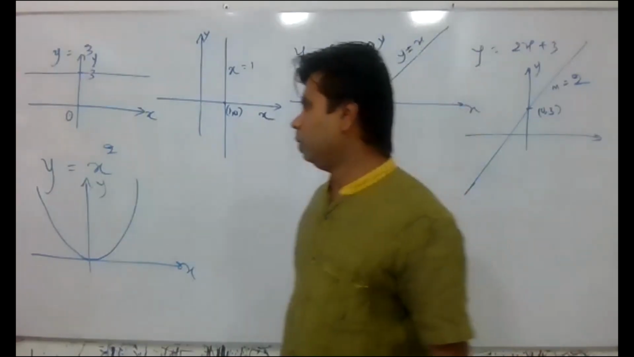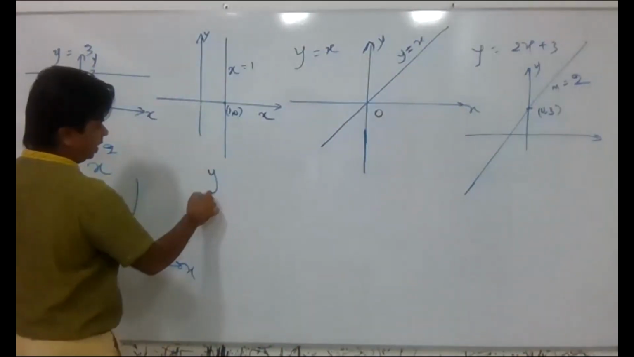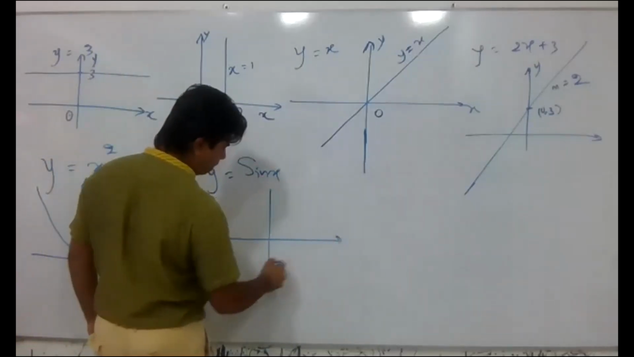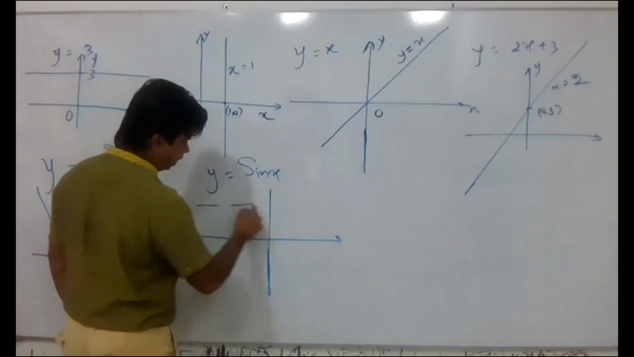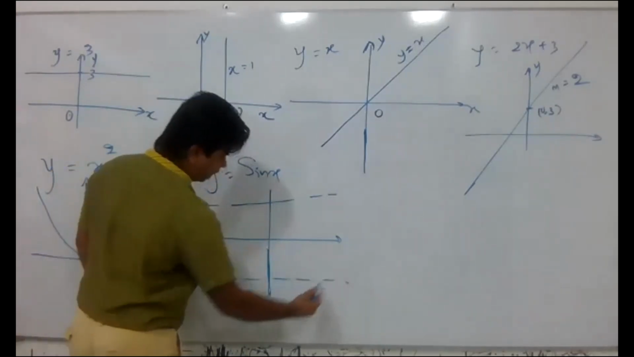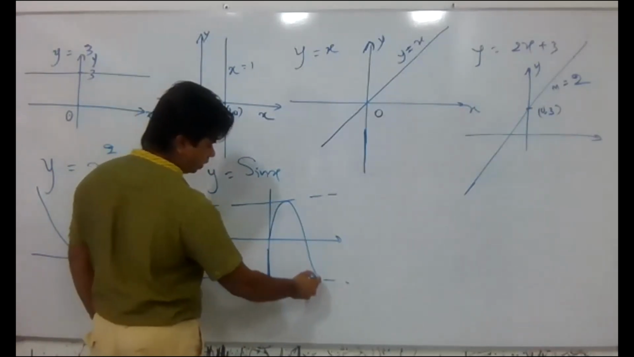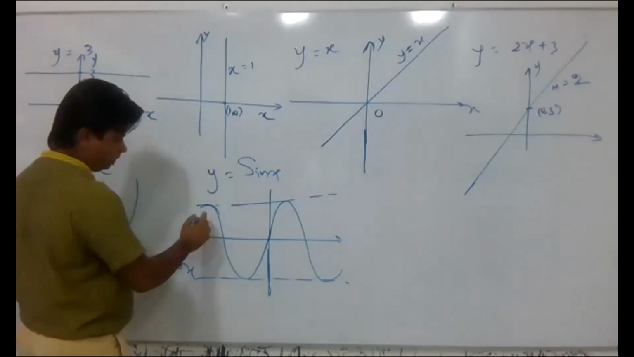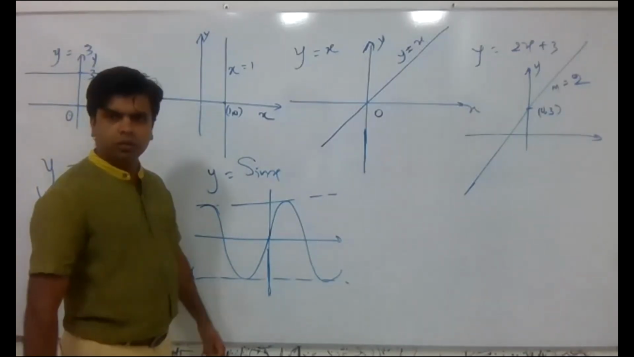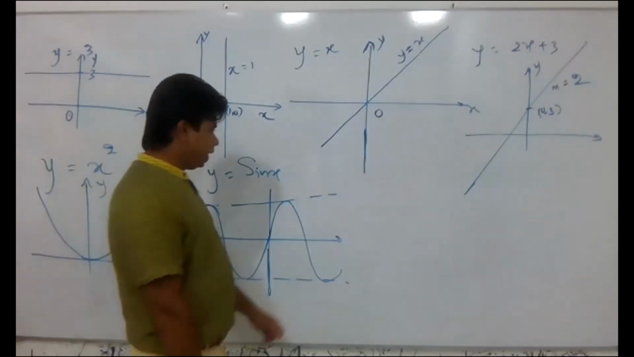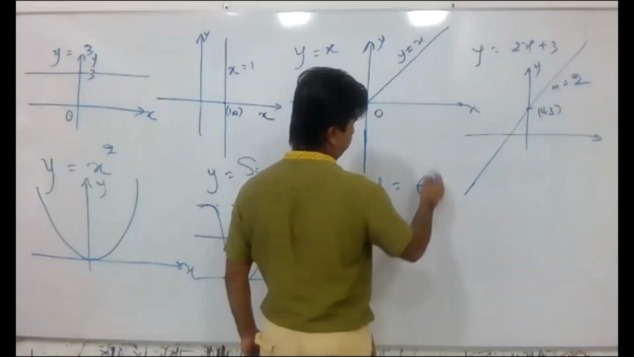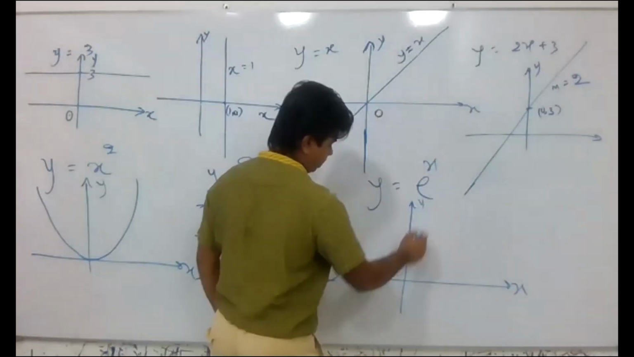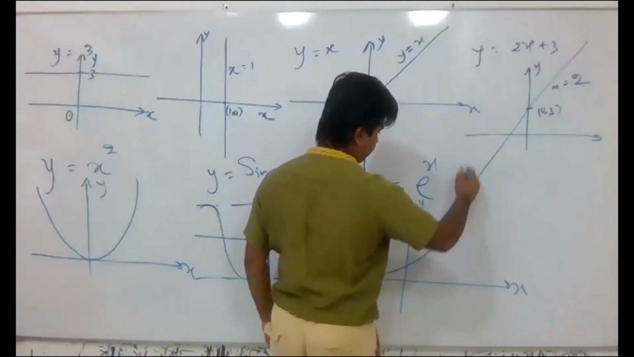Clear? Now, when you go for a function like y equals sin x, I will take a small part of the graph. If I draw the parallel lines like this, you will have a curve like this. Now, what is the gradient of this curve? Yeah, that's the answer. Then if you go for the function y equals e to the x, I think you are familiar with this graph. The function is like this.